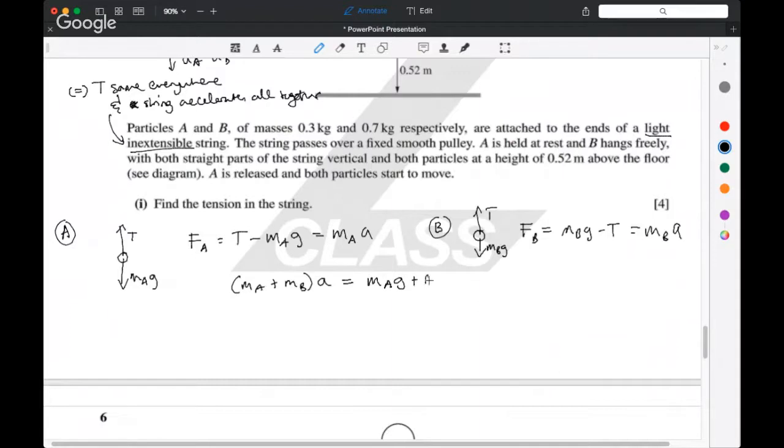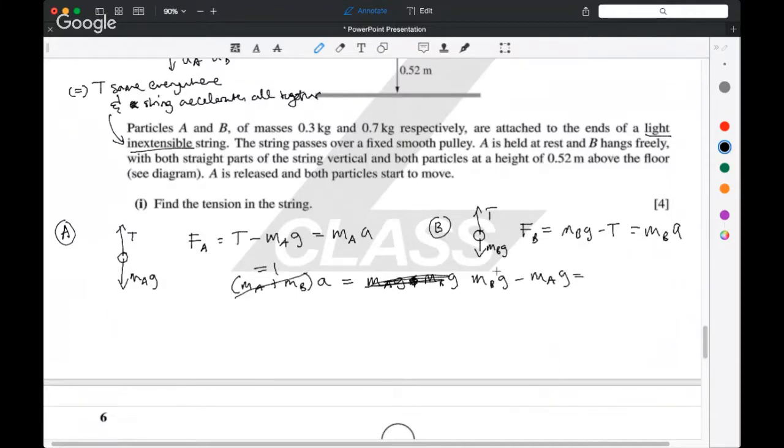g plus m_B g. Wait, that's not quite right. M_A, right, sorry. This is equal to m_B g minus m_A g. Well, m_A plus m_B is 0.3 plus 0.7, so this is just equal to 1.